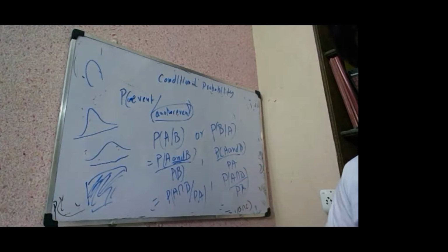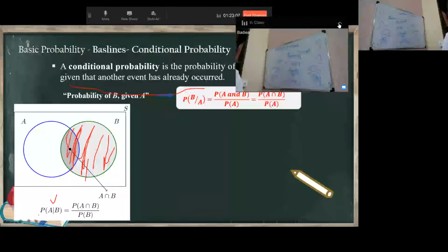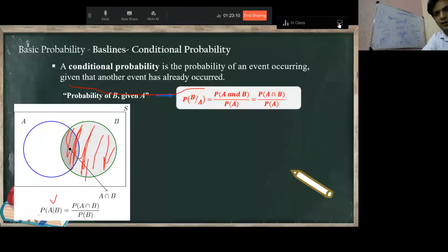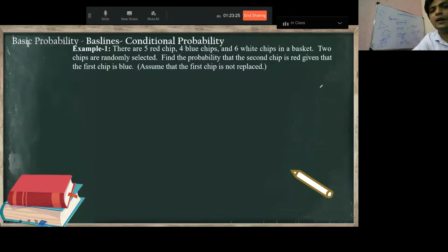Let's see it more clearly with an example. So now you understood this one, right? These are the notations. Let's take an example. There are 5 red chips, 4 blue chips, and 6 white chips in a bag. You are in a casino to play something. So what is the total sample space? The total sample space here is 10 and 5, 15, right? That's the total sample space in the basket.